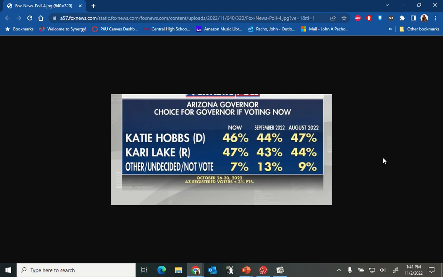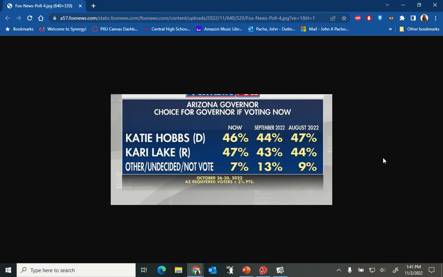So it says the people from this poll. Okay, it didn't say the amount of people they polled, which would probably be better if they were to show, because you could look at it and say, hey, did they only poll 100 people? Did they poll 10,000 people? So the size of their sample will affect this. So governor's race is voting now. So Hobbs is 46%, Kari Lake is 47%, and some undecided not to vote 7%.